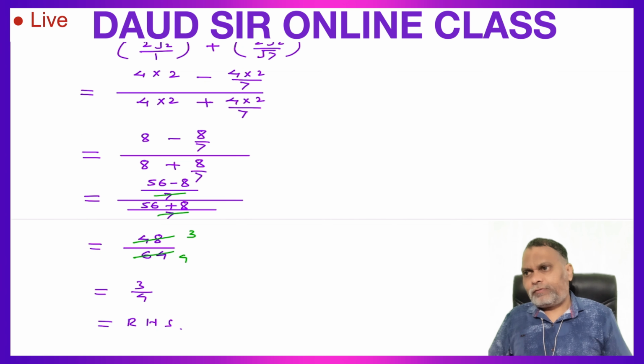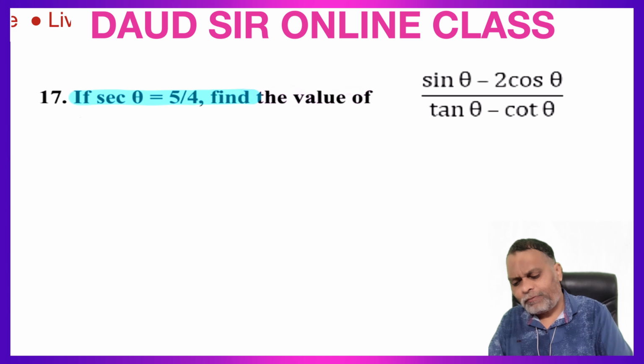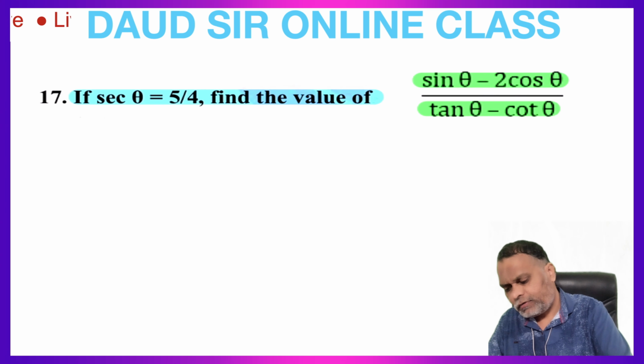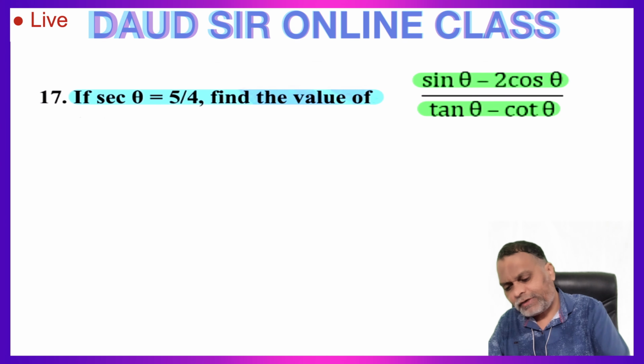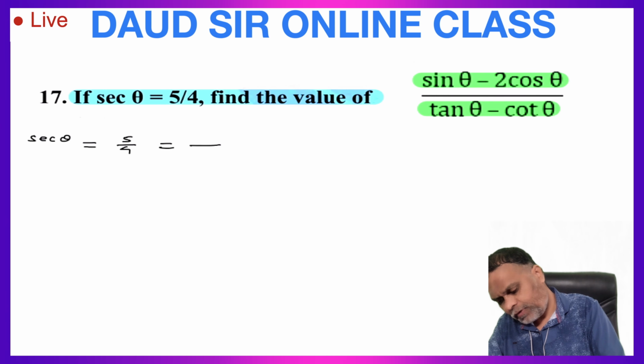3 upon 4. Question number 17. If sec theta is equal to 5 upon 4, find the value of sin theta minus 2 cos theta upon tan theta minus cot theta. So the value of sec theta is given, so use this value. First, sec theta is equal to 5 upon 4. Basically sec theta is hypo upon base.